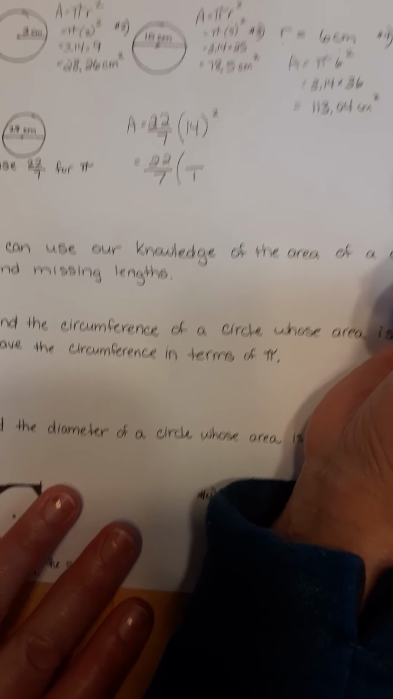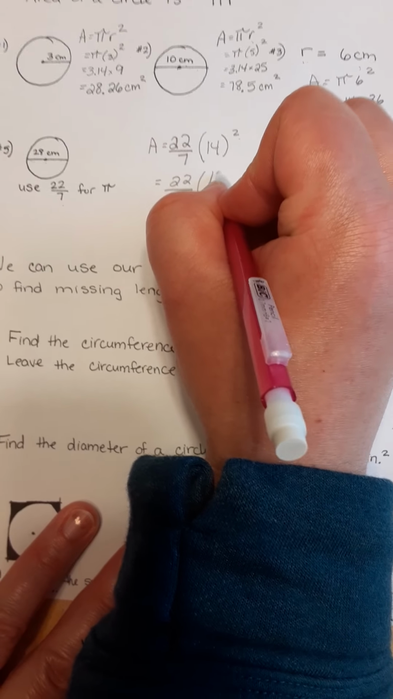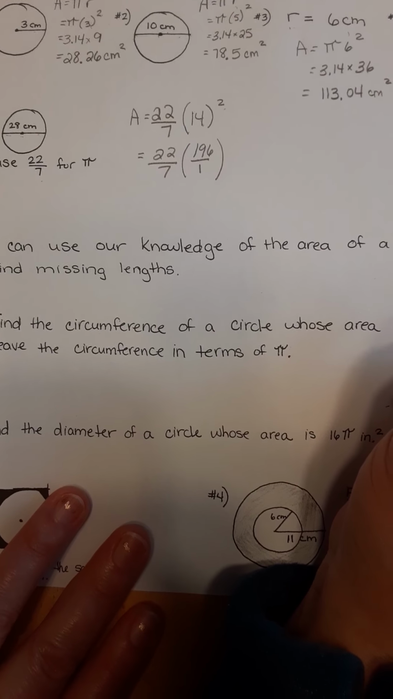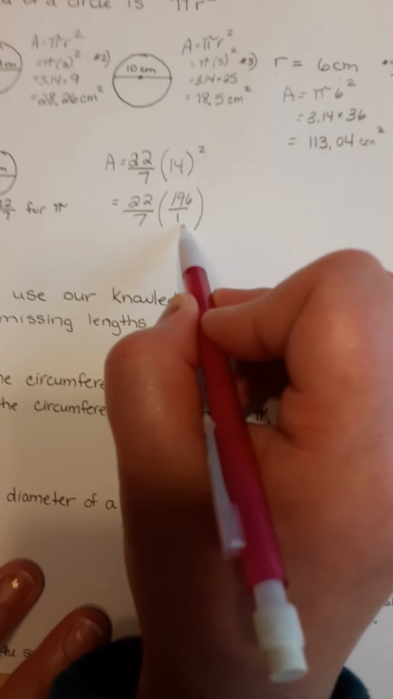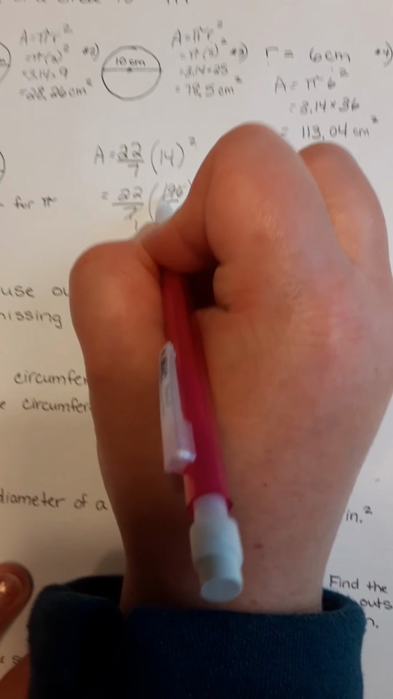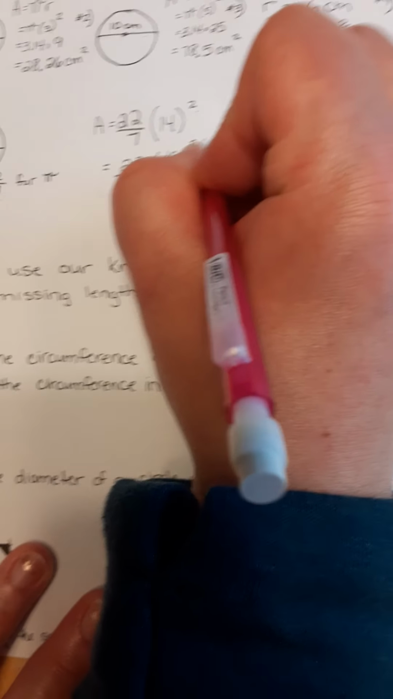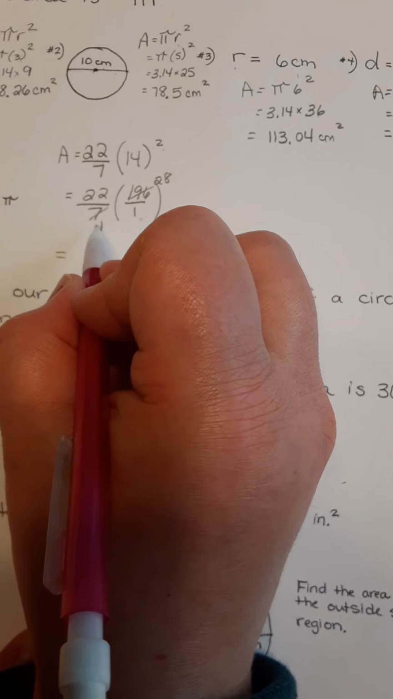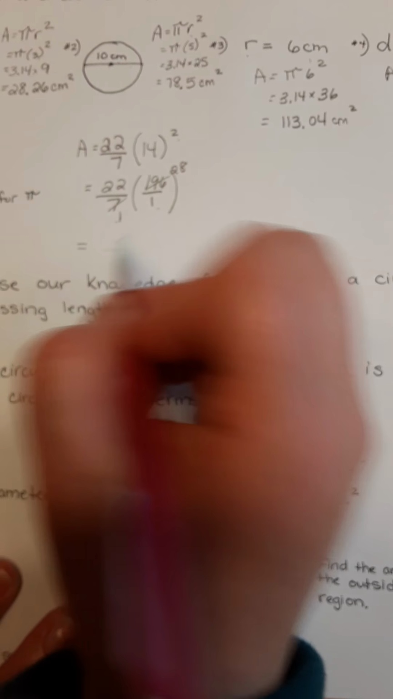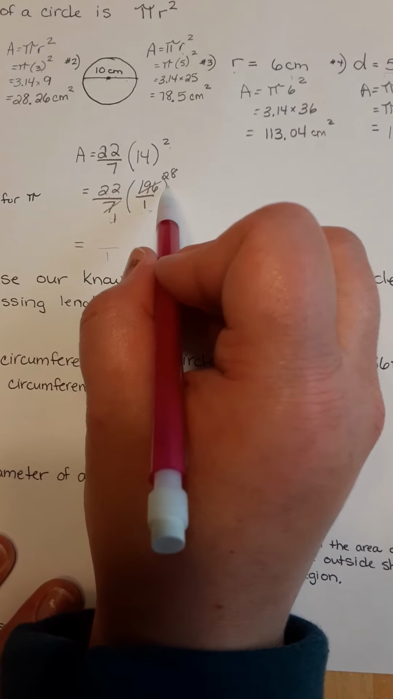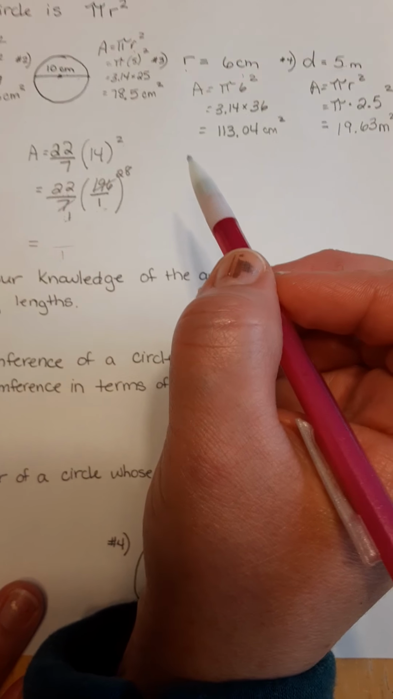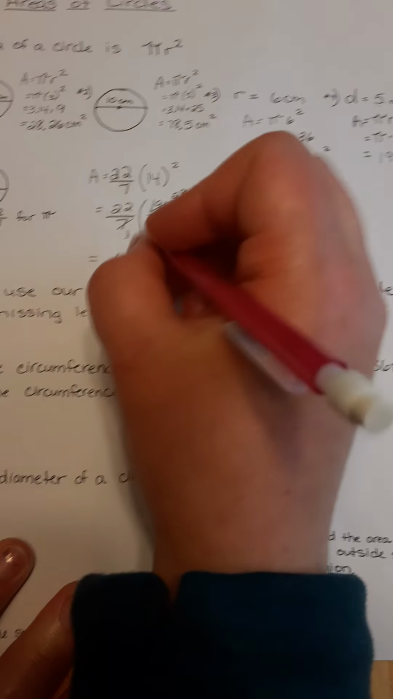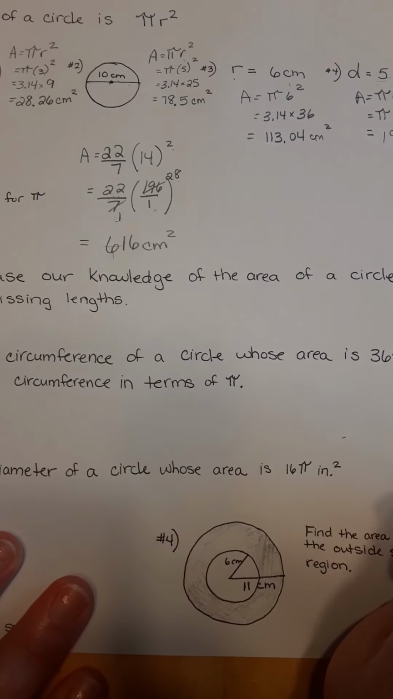So 14 squared ends up being 196. Okay, that's going to be a really large number if I multiply. So let's see if I can do some canceling out. I can't do anything here, but I do know that 7 goes into 196 28 times. Now I have 1's in my denominator, so that makes it nice and easy because 1 times 1 is 1. I'm not going to write it because it's understood as 1. Now I just need to multiply the numerators. 22 times 28. Do that out and you end up with 616. I still got to use my centimeters and square it.